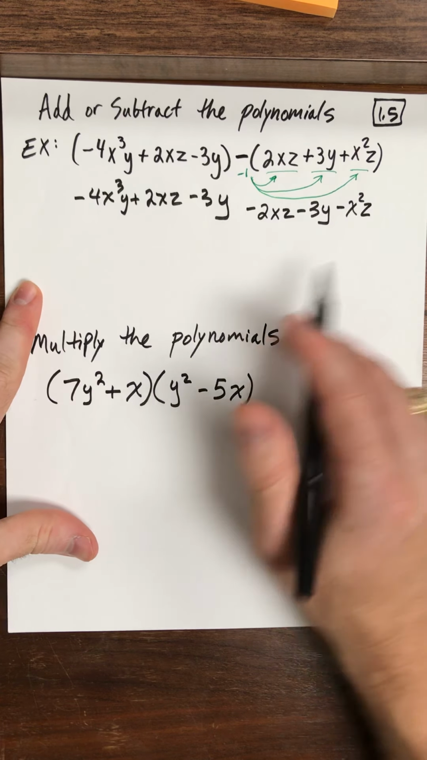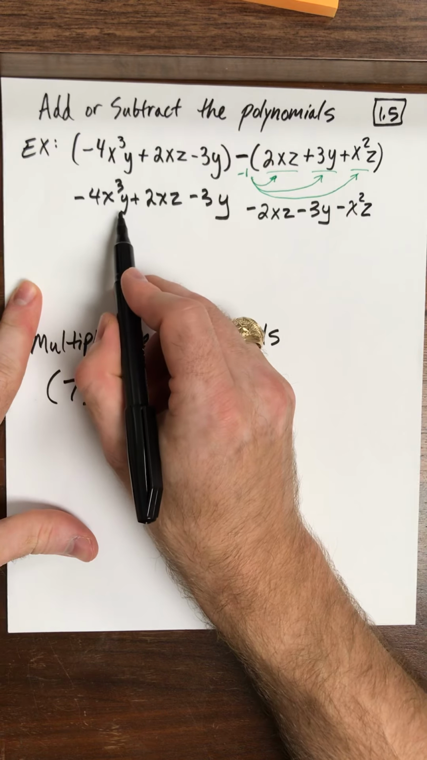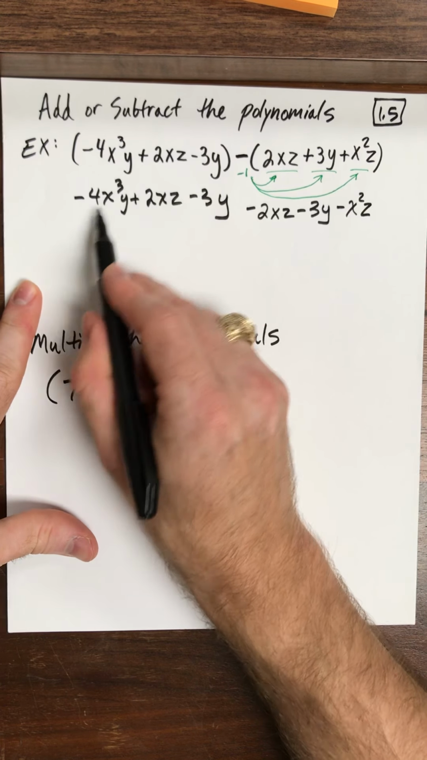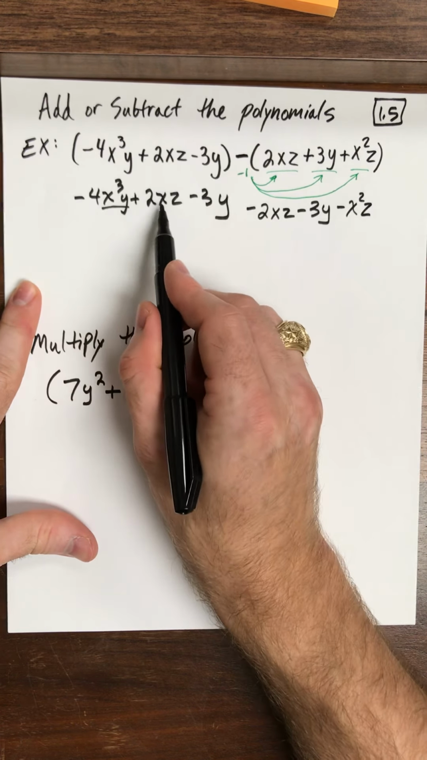Okay? So at this point, what I want to do is collect all my like terms, okay? The first term I see is -4x cubed y. So I'm looking for another x cubed y. This one has only one x, this one has no x, and that one has an x squared. So this is the only one that's like that. So I'm going to go ahead and just write that down. So -4x cubed y, it's the only one of its kind.